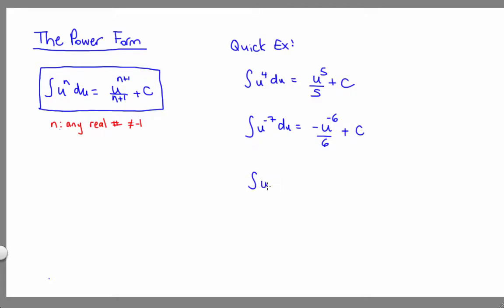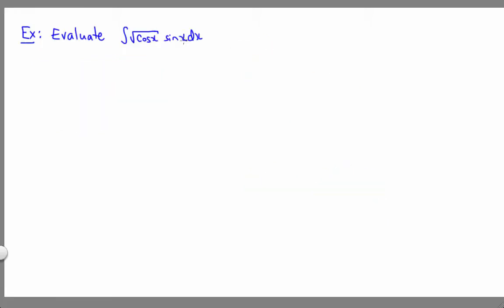Final quick example, let's say we wanted to integrate u to the 3/4 with respect to u. We're going to increase the power. If we add 1 to 3/4, we're going to get 7/4. So our new power, 7/4. And then we'd like to divide by that new power. Well, to divide by a fraction, that's the same thing as flipping that fraction and multiplying. So 4/7 times u to the 7/4 plus c would be our answer. With that, we're ready to move on to some typical examples.